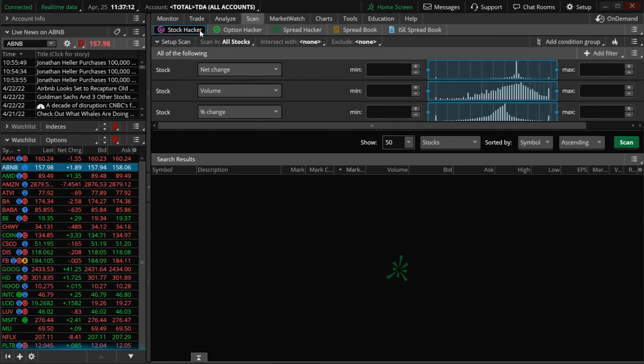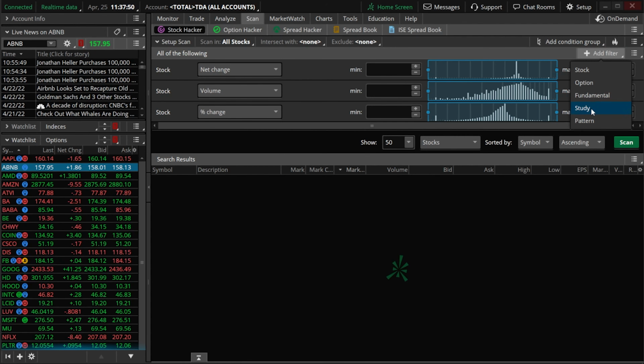From there, just make sure you've got the stock hacker selected. Looking down below, we can actually see 3 pre-made stock filters right at the very top, and we will actually use these here in just a minute. But the very first thing I want to do is actually create the scan to find those stocks that are oversold or overbought. And in today's video, we're going to specifically create a scan that will find those stocks that have had a recent crossover after being either oversold or overbought. So to do that, we're going to come over here to the right-hand side and select Add a Filter. In our case, this is going to be a study filter.